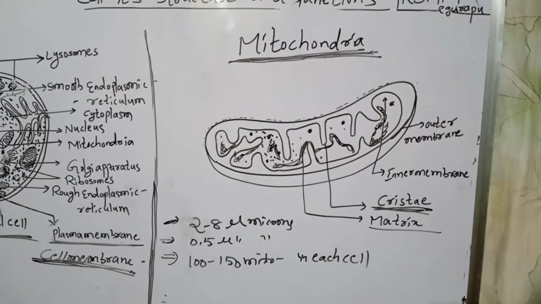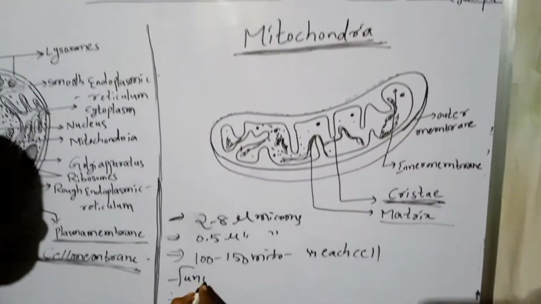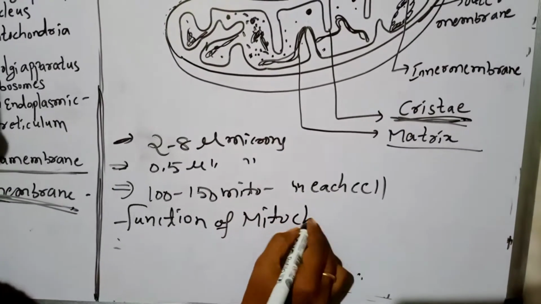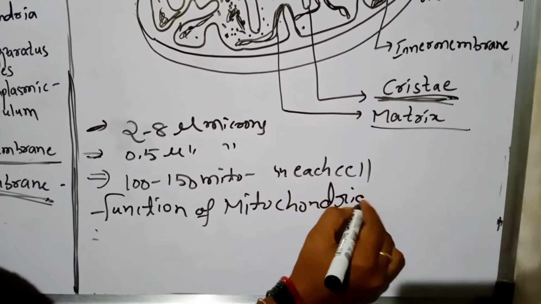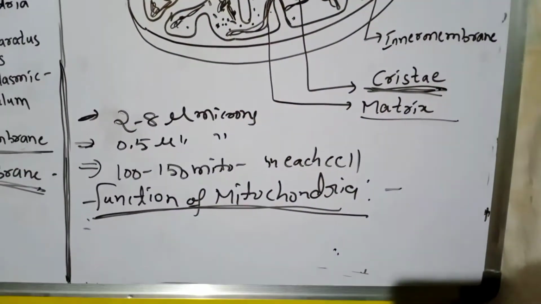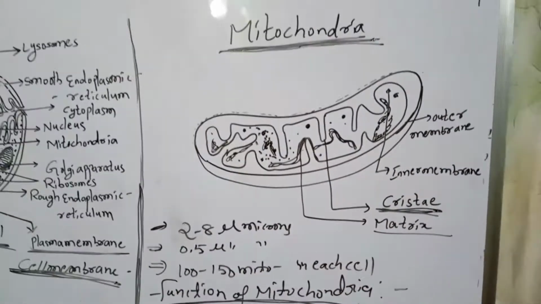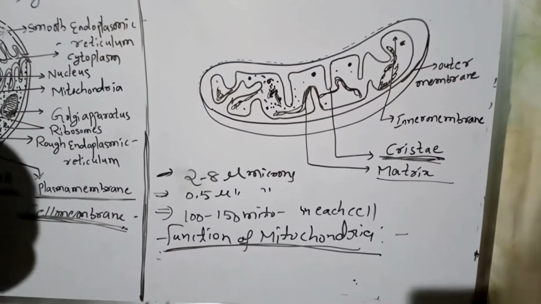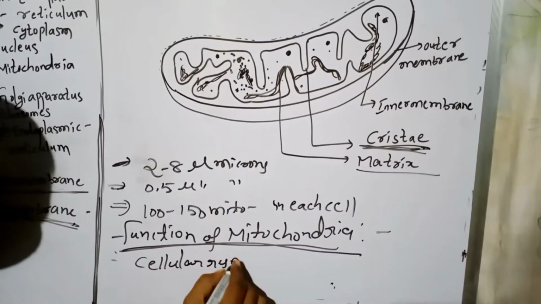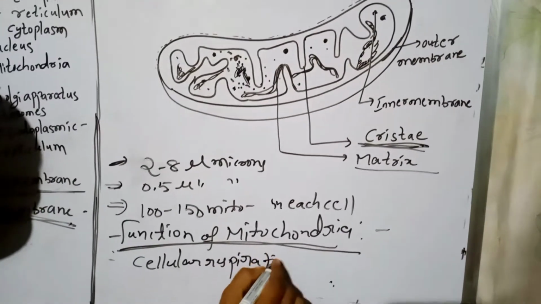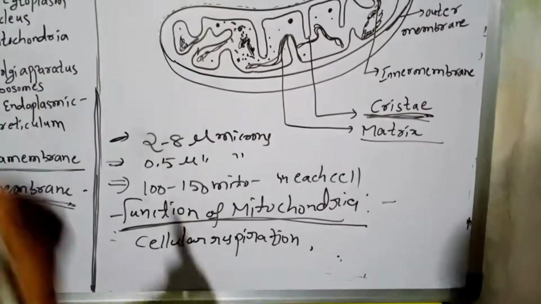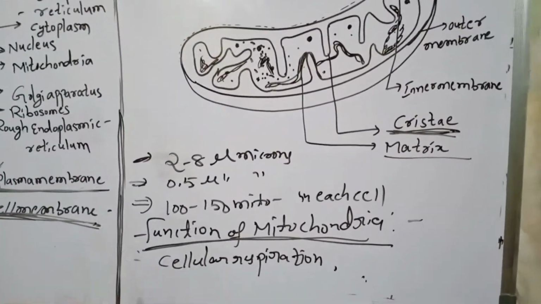Function of mitochondria. What is the use of mitochondria in a cell? These mitochondria are responsible for cellular respiration. What is cellular respiration?